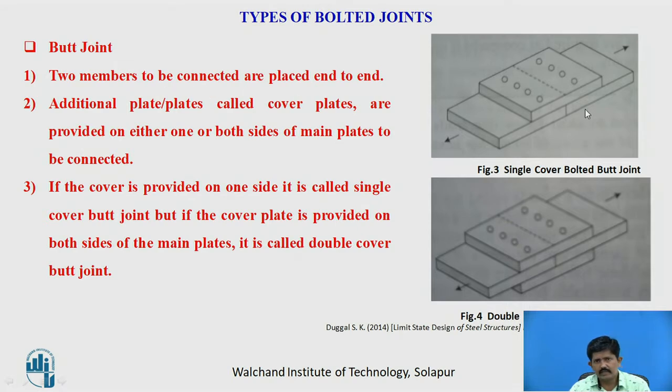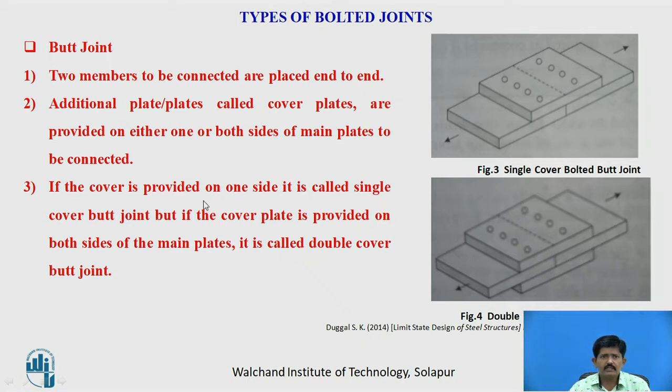Butt joint. Here you can see the type of butt joint. In this, two members to be connected are placed end to end. So this member and this member are brought and they are placed end to end. Additional plates called cover plates are provided on either one side or both sides of the main plates to be connected. So in the top figure you can see a plate is provided on one side at the top, and in the next figure you can see the plate is provided on both sides of the main plate.